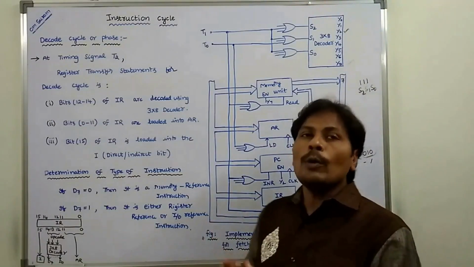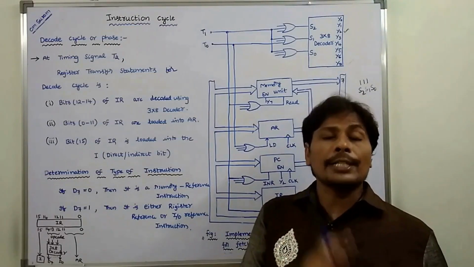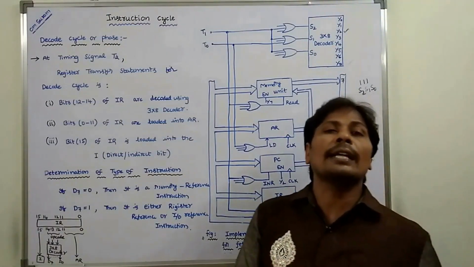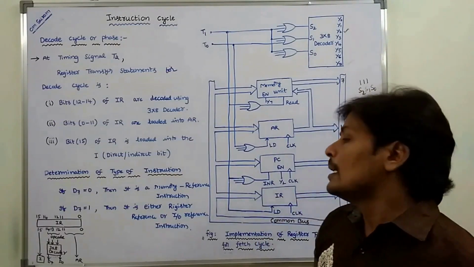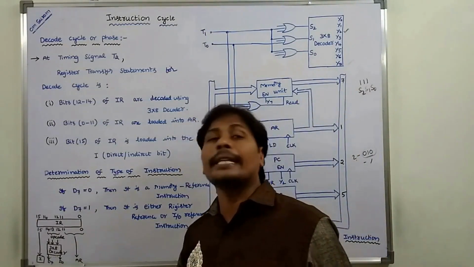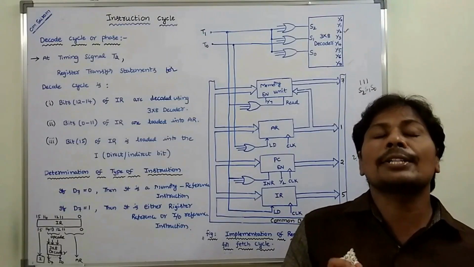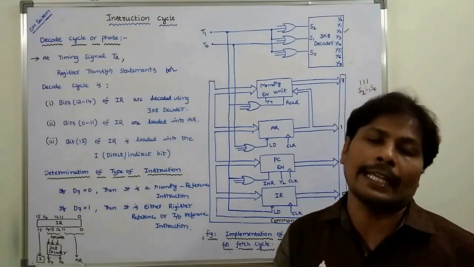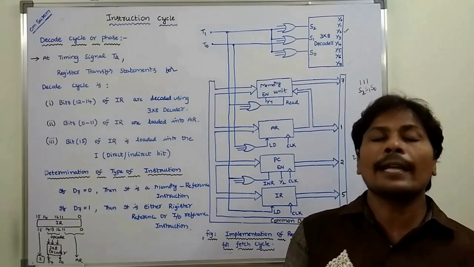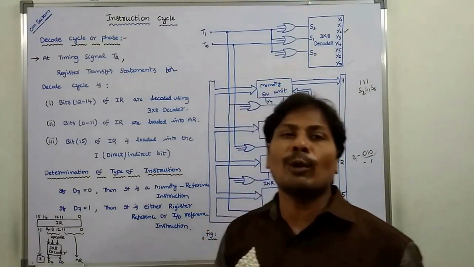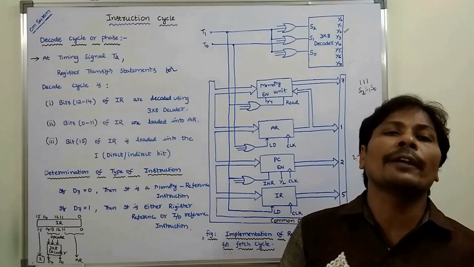Okay, so now determine the type of instruction. There are three types of instructions. First one is memory reference instruction. Second one is register reference instruction. Third one is IO reference instruction. Now, observing the decoded output D7 bit: if D7 bit is equal to 0, then that instruction is treated as a memory reference instruction. If D7 value is equal to 1, it is either a register reference instruction or an IO reference instruction.